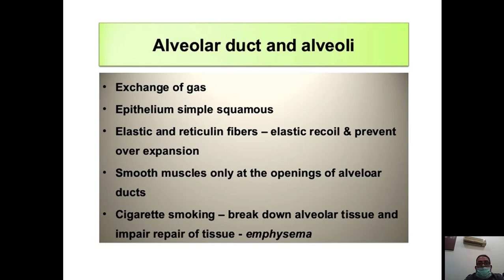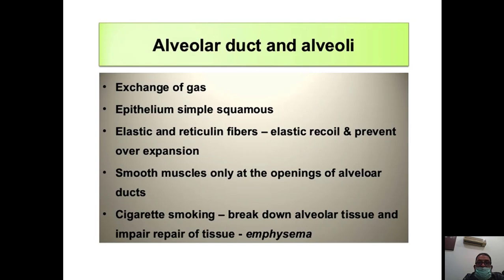Now alveolar duct and alveoli. So this is the alveolar duct and alveoli. This is the true respiratory passage from where the gases exchange may take place. So the epithelium is simple squamous epithelium, with elastic and reticular fibers, for elastic recoil and to prevent overexpansion.